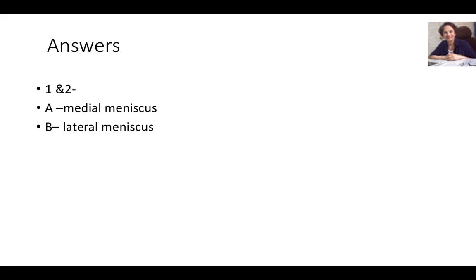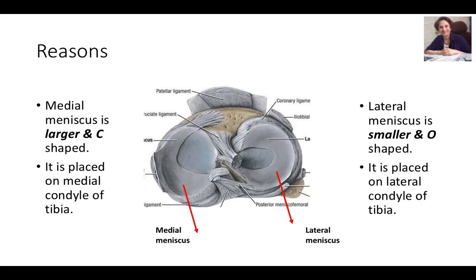So the answers are A and B. A is medial meniscus and B is a lateral meniscus. And as we go along, you will get the answers to the rest of the things. Why do we say that this is medial meniscus? The medial meniscus is larger and C-shaped and it is placed on the medial condyle of the tibia.